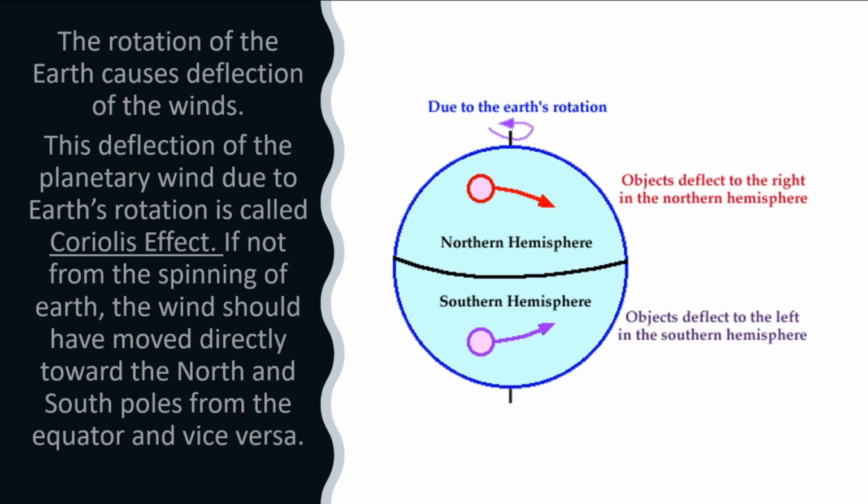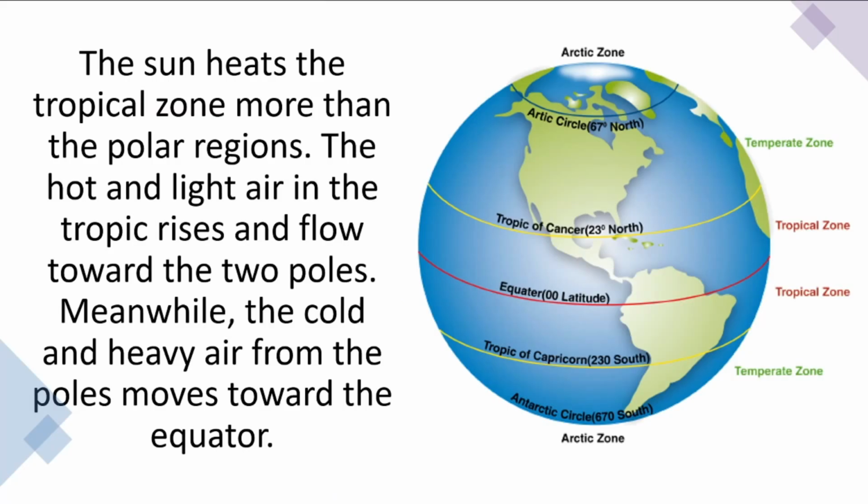If not for the spinning of the Earth, the wind would have moved directly toward the North and South poles from the equator and vice versa. The sun hits the tropical zone more than the polar regions. The hot and light air in the tropics rises and flows toward the two poles. Meanwhile, the cold and heavy air from the poles moves toward the equator.